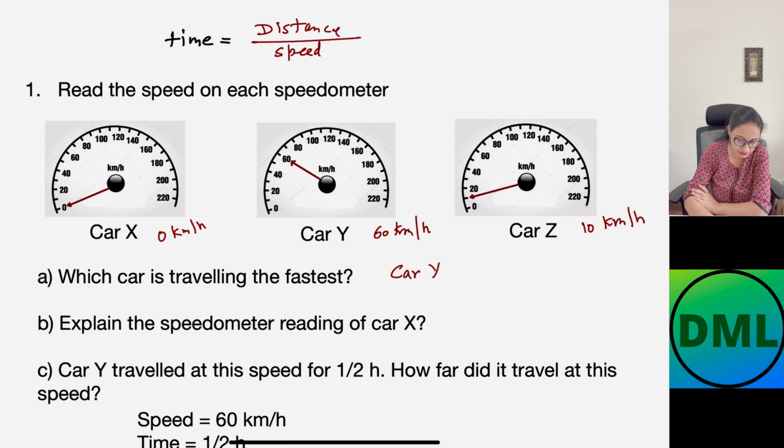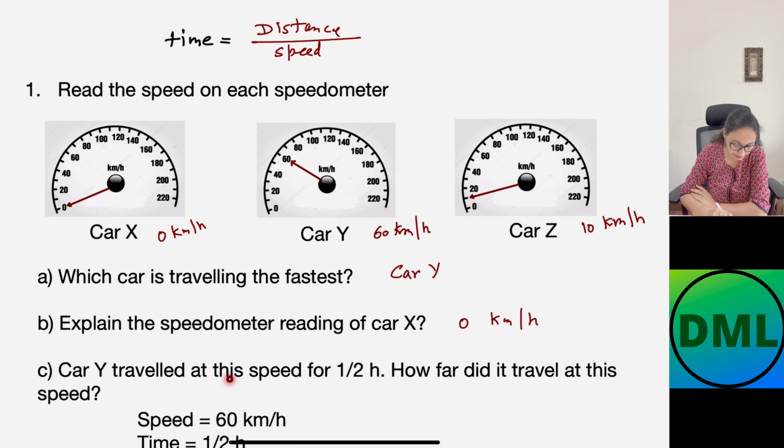Let's see the second question here. Explain the speedometer reading of car X. So car X is this one, and the speedometer reading is what? 0 km per hour. Let's write down the answer here, 0 km per hour. Let's see the third part here.